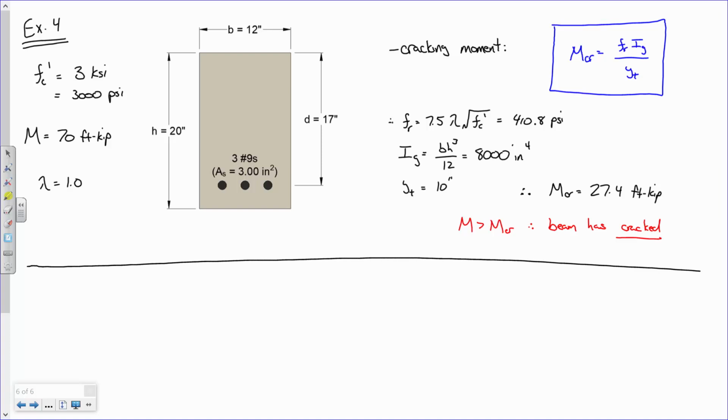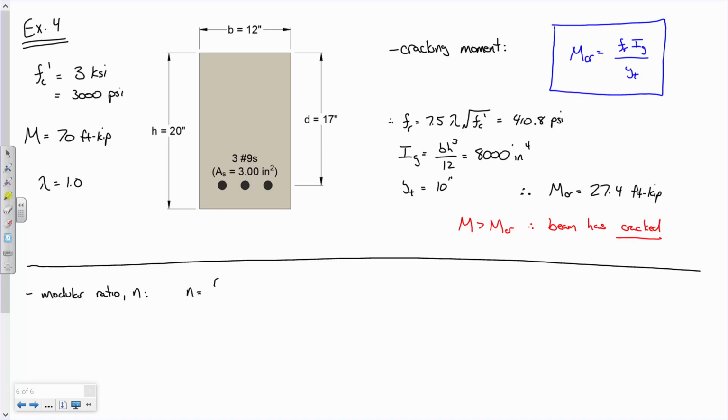Now, okay. So because the beam has cracked, we are in transformed section world. In order to do a transformed section analysis, the first thing that we need to compute is a modular ratio. That letter N I told you about. Remember I said modular ratios usually kind of be like 8 or 9 or 10 or something like that. Okay?